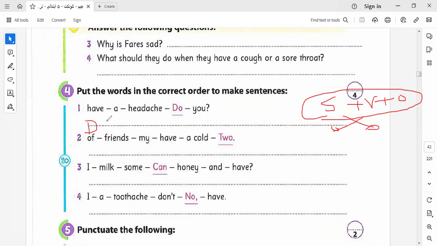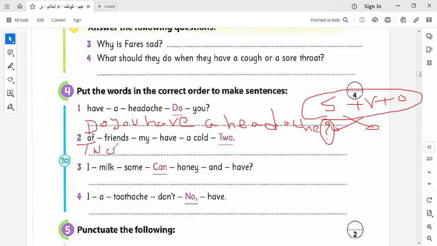Okay, here we have do you. It will be, do you have a headache? Do you have a headache? Headache. And what do I put here? I put a question mark. Don't forget to put the question mark at the end of the sentence.